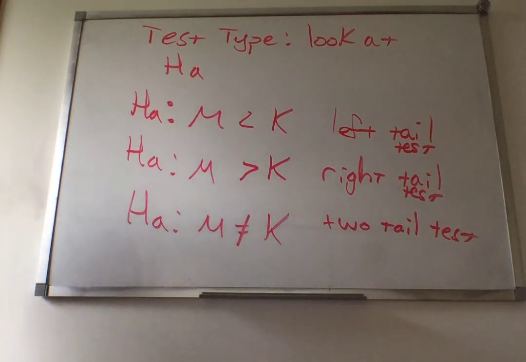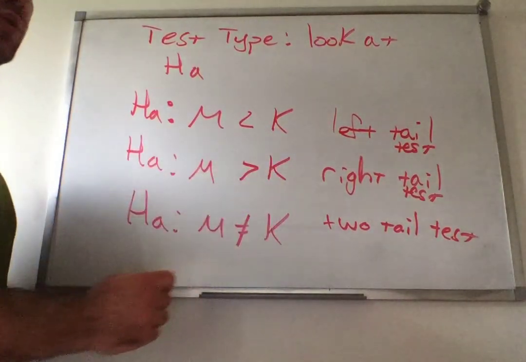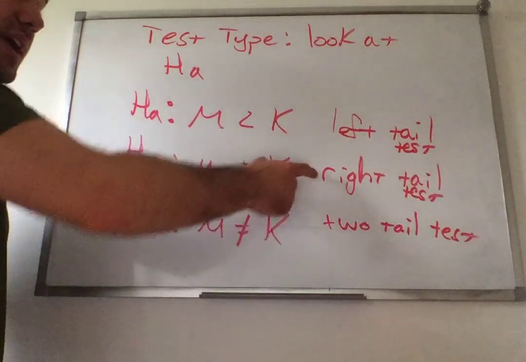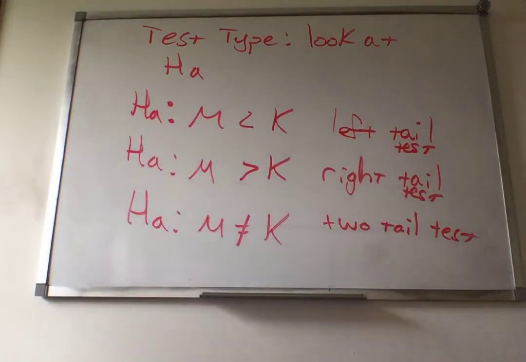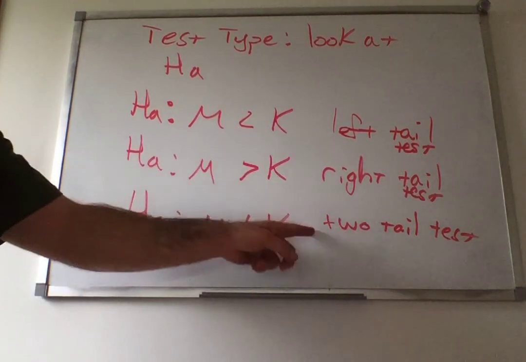Okay. When you write up your hypothesis test, you are going to be asked, what kind of test is it? And you've got to say, is it a left tail, right tail, or two-tail test? Not only that, it's going to become important when we type this in on the calculator. You need to know which one to pick.